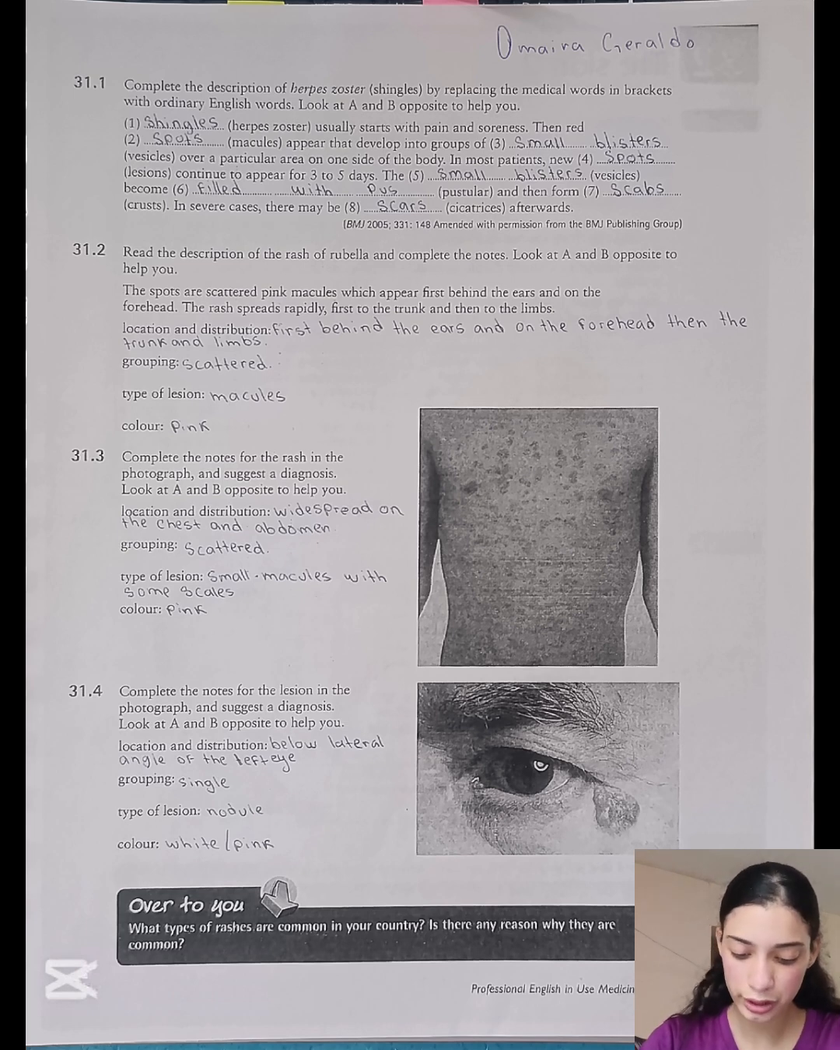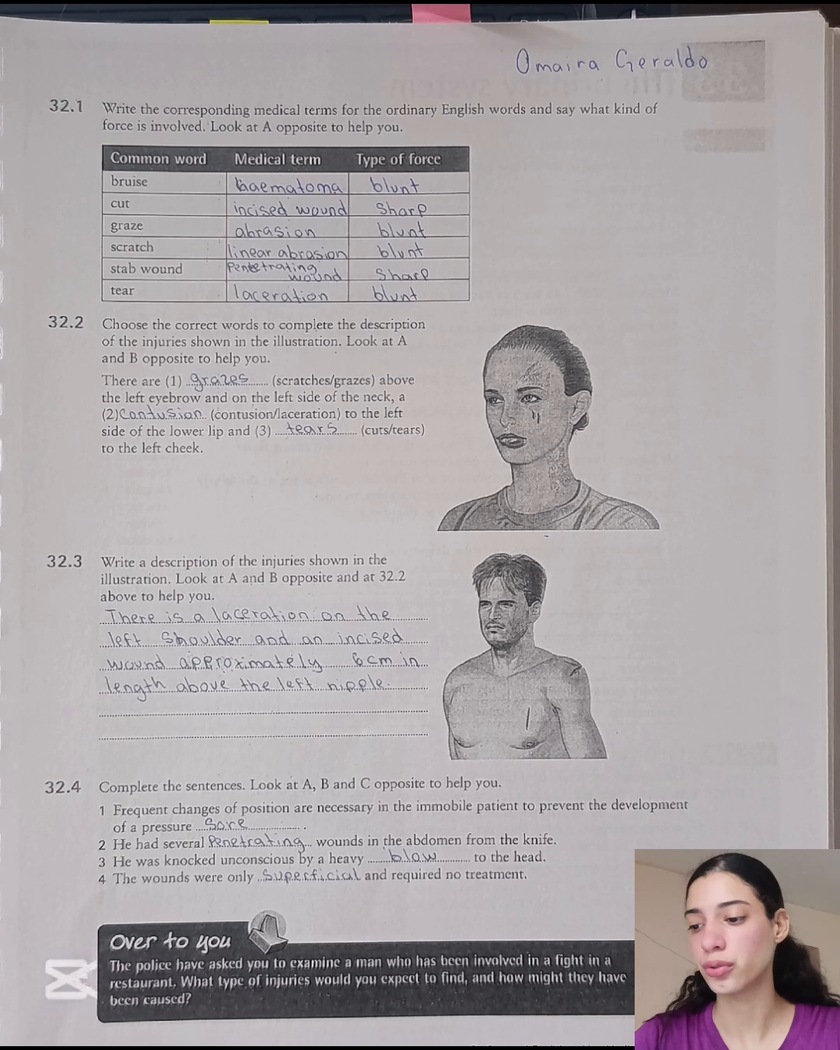31.4. Complete the notes for the lesion in the photograph and suggest a diagnosis. Look at A and B opposite to help you. Location and distribution. Below lateral angle of the left eye. Grouping, single. Type of lesion, nodule. Color, white/pink. Chapter 32, the skin, part 2. 32.1.